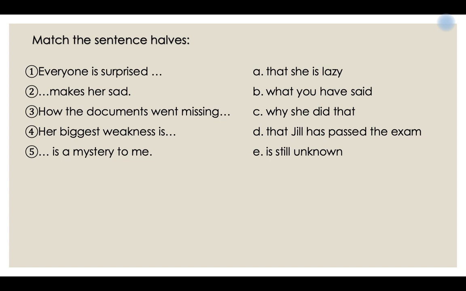Right, I hope you've got the sentences. Now, let's look at the first sentence. Everyone is surprised. So it should be followed by that or a question word, right? Everyone is surprised that she's lazy. Maybe, possible. Everyone is surprised what you have said. Not logical. Everyone is surprised why she did that. Maybe, yeah. But we have present simple here, right? It's the present tense. So maybe present perfect will be a better option. Everyone is surprised that Jill has passed the exam. Yeah, is still unknown is impossible, right? Everyone is surprised that Jill has passed the exam. This is the first sentence.